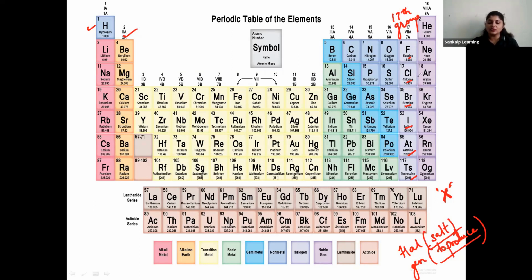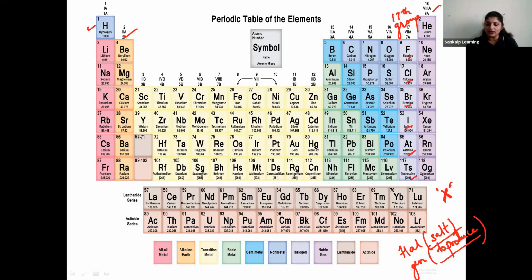Iodine is solid in nature. Then astatine and iodine are solid in nature. Bromine is liquid in nature, and fluorine and chlorine are gaseous in nature. So this is about the halogens.